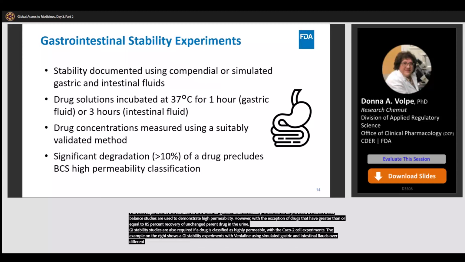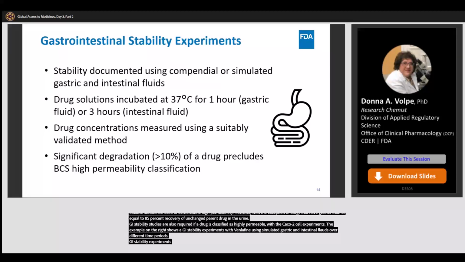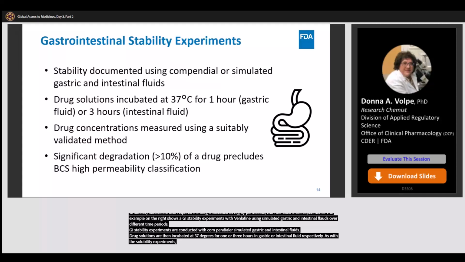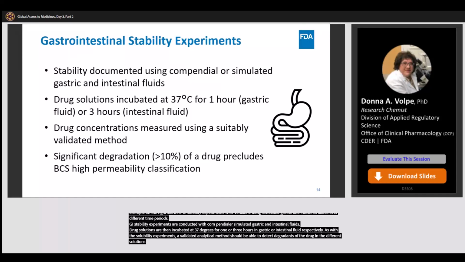GI stability experiments are conducted with compendial or simulated gastric and intestinal fluids. Drug solutions are then incubated at 37 degrees for 1 or 3 hours in gastric or intestinal fluid, respectively. As with the solubility experiments, a validated analytical method should be able to detect degradants of the drug in the different solutions. If there is greater than 10% degradation of the drug, it excludes it from being classified as a high permeability drug.